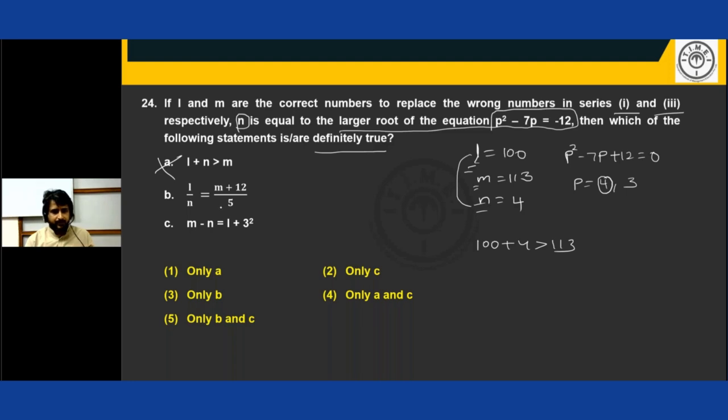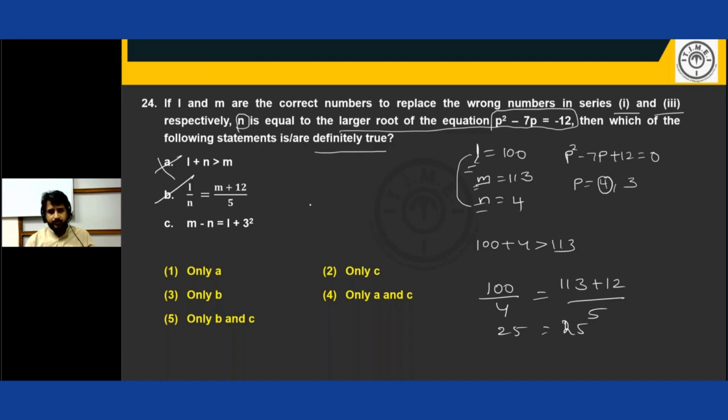Now what is this? L by N. L by N is 100 by 4 is equal to, what is the M value? 113 plus 12 by 5. 100 by 4 is 25. 113 plus 12, 125 by 5 is 25. So perfectly matching. So choice B. Next, M minus N equal to 1 L plus 3 whole square. What is the M minus N?